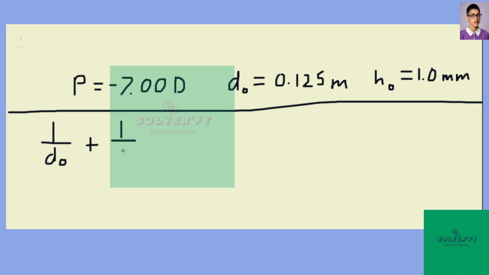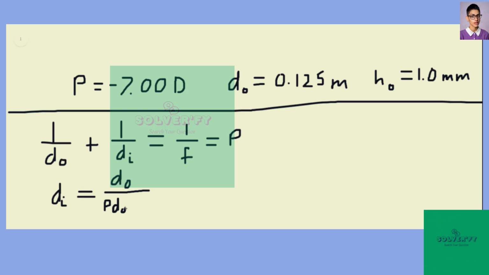So the image distance can be found using the equation 1 over distance to the object plus 1 over distance to the image is equal to 1 over the focal length. We don't know the focal length, but we know that 1 over the focal length is equal to the power, p, which we do know. Therefore, solving for the distance to the image, d sub I, we find that it is equal to d sub 0 divided by the power, p, times d sub 0 minus 1.